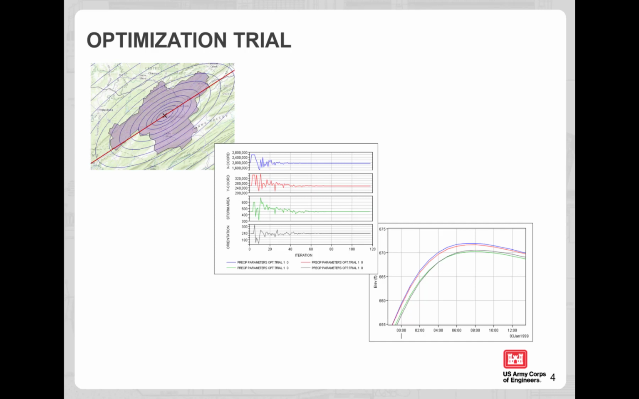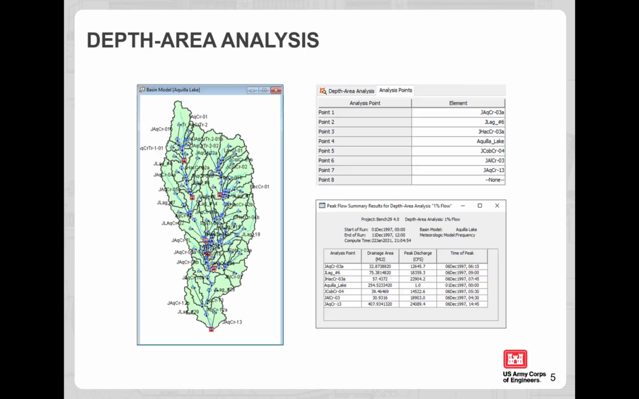Optimization can be used in the middle of the calibration process, that is, after initial parameter estimates have been made and before manual fine-tuning to arrive at final model parameters. In the example on this slide, the optimization trial has been used to maximize reservoir pool elevation by adjusting storm area, location, and orientation. Next, the depth area analysis.